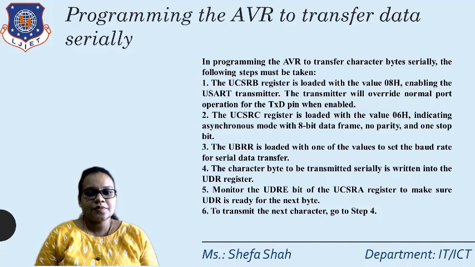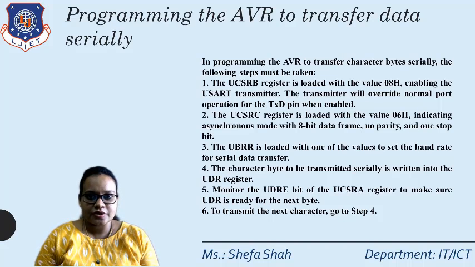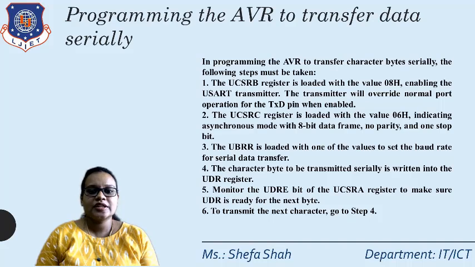Then what is the second step? The UCSRC register is loaded with the value 06H. What happens? When you represent 06H in binary format, you will see that the D2 and D1 bits will be equal to 1 and all the other bits will be 0. That means we are selecting the asynchronous mode and 8-bit data transfer for the serial purpose, indicating asynchronous mode with an 8-bit data frame, no parity and one stop bit. These are the features we get when we load the value 06H into the UCSRC register.